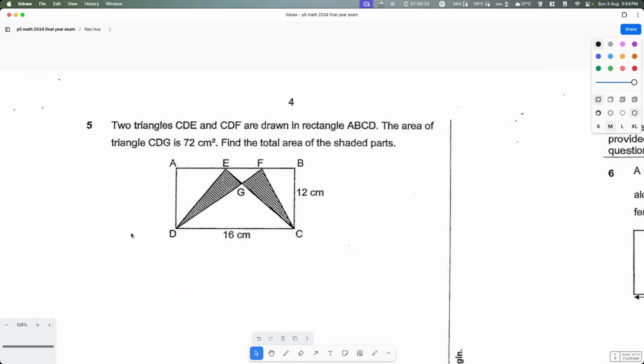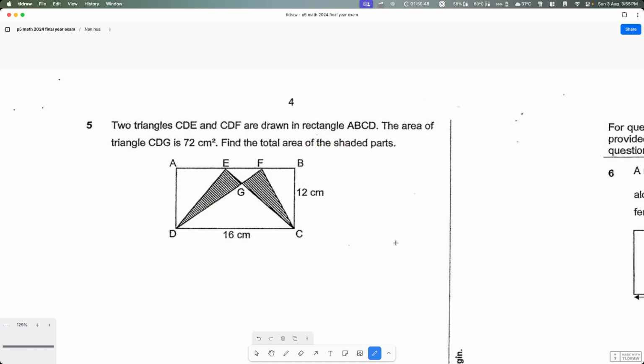Question number 5. Two triangles CDE and CDF are drawn in the rectangle ABCD. The area of the triangle CDG is 72 centimeters square. Find the total area of the shaded parts.